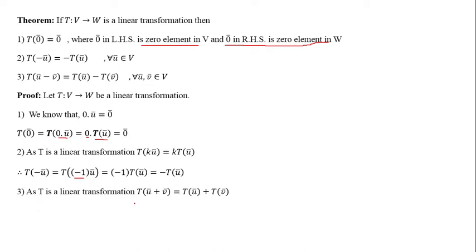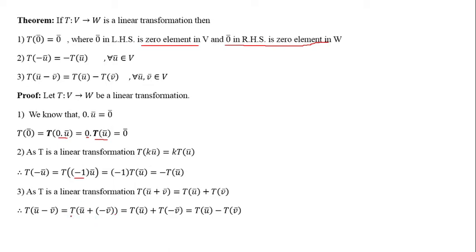And the third case is, as T is a linear transformation, we must have T of U bar plus V bar is T operating on U bar plus T operating on V bar, and therefore T operating on U bar minus V bar is the same as T operating on U bar plus minus V bar. Now this minus V bar can be replaced by plus of minus V bar.